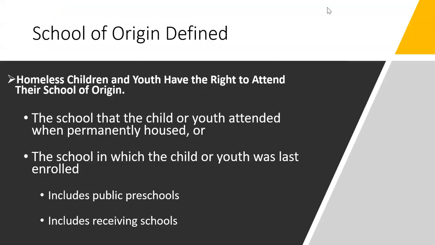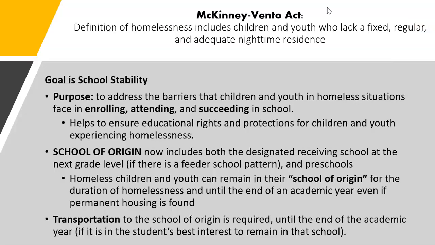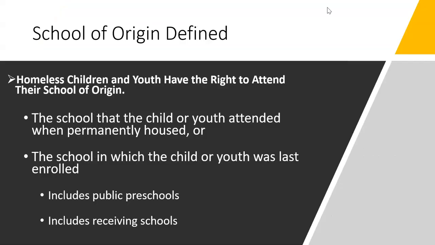Another key piece of that is transportation. Transportation to the school of origin is also required, again, through the complete academic year. And if it's in the student's best interest to remain in that school, then again, we have to look at transportation as a factor in maintaining that school stability. So these next slides are really going to talk a little bit more about what the school of origin is and that feeder school pattern.